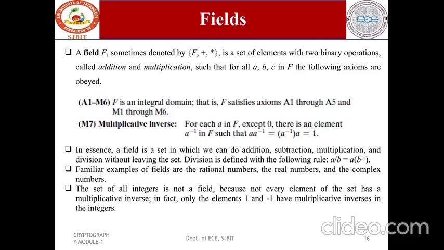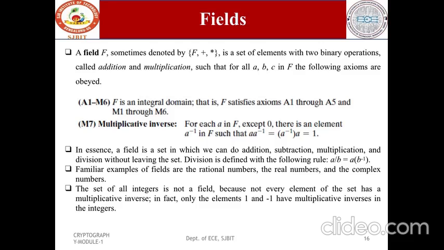Some examples of fields are the rational numbers, the real numbers and the complex numbers. The set of all integers is not a field because not every element of the set has a multiplicative inverse. In fact, only the elements 1 and -1 have multiplicative inverses in the integers.